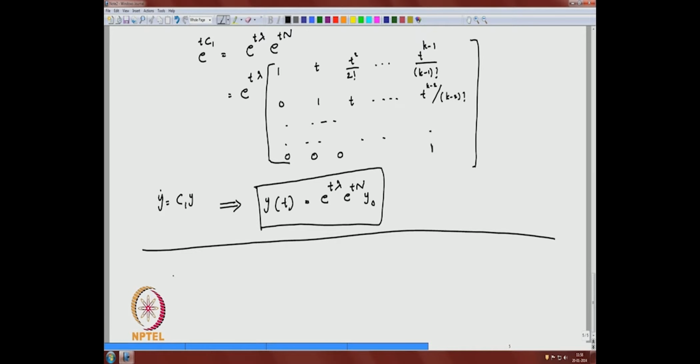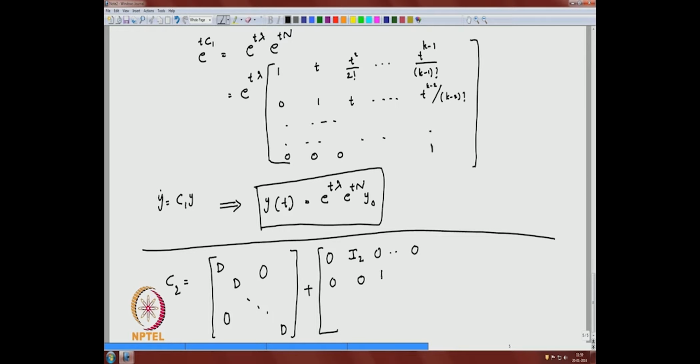Another one is of the form C2. C2 again you can write in a nice way, but not with an identity. You will write only D on the diagonal. You write your D here, 0 here, 0 here, plus on the off diagonal, these are all 2 by 2 zeros, 0 etc. This 2 by 2 0, 0, 0, I 2.